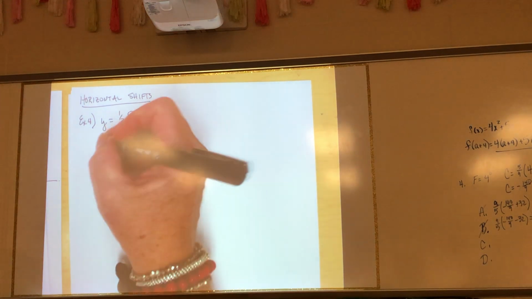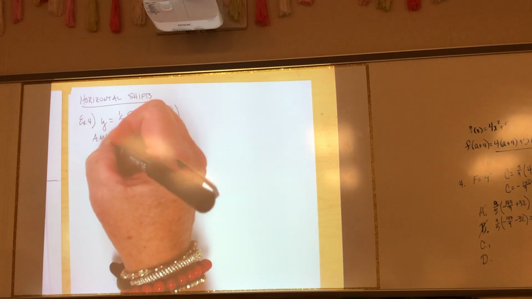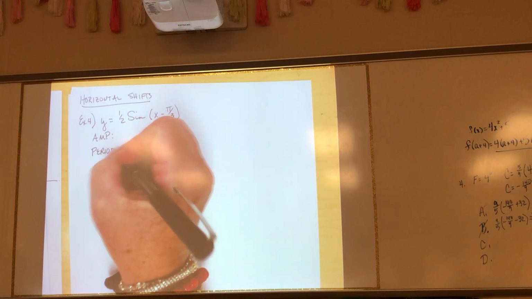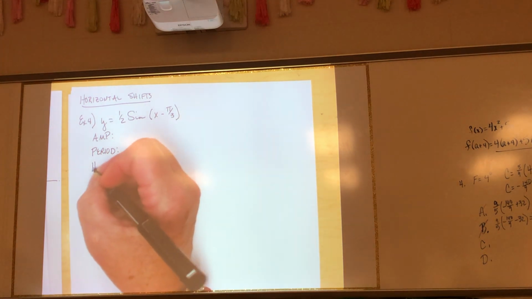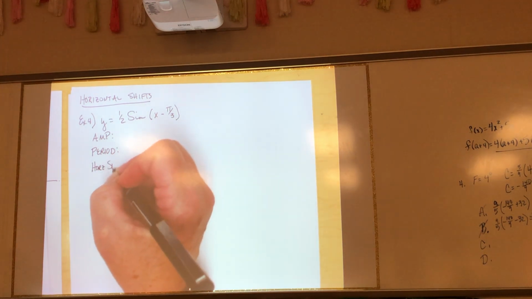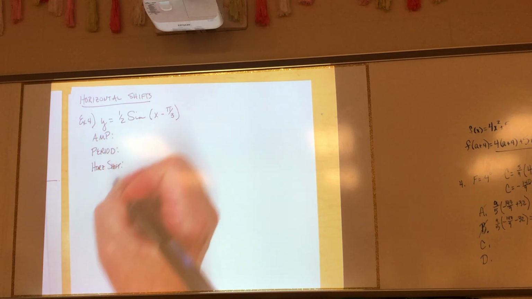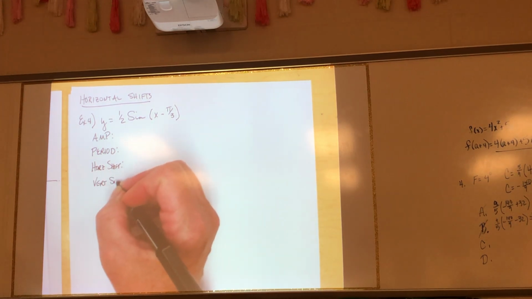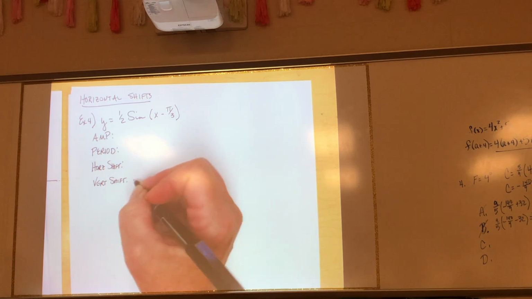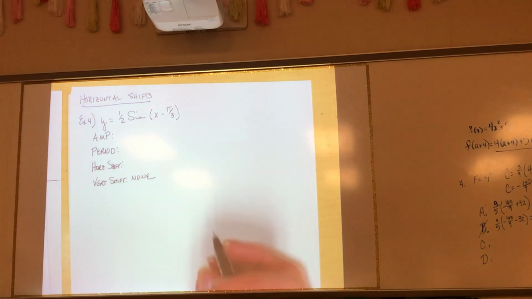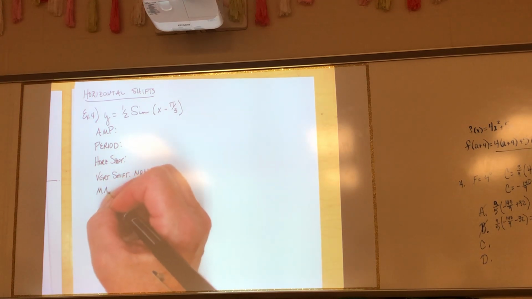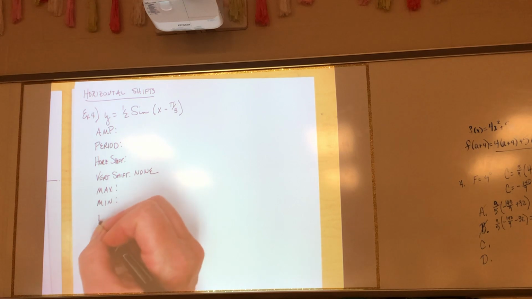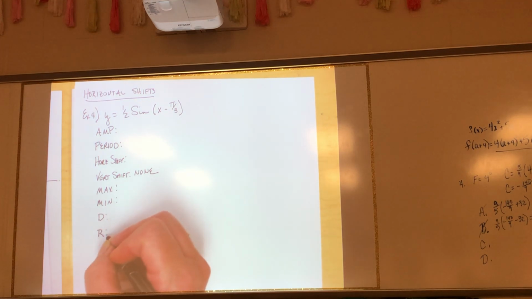So these are all the things that we're going to find: amplitude, period, and I'm adding horizontal shift. We're going to do a vertical shift, but we're going to do it tomorrow. Obviously, I'm not going to put one on the one today. We're also going to find a max and a min, and we're going to go ahead and do the domain and the range.